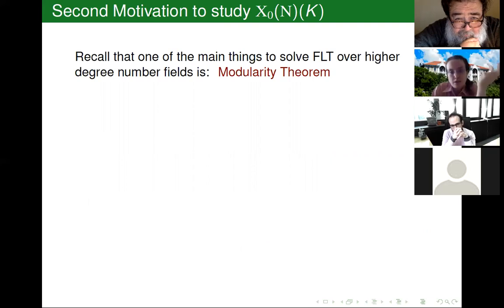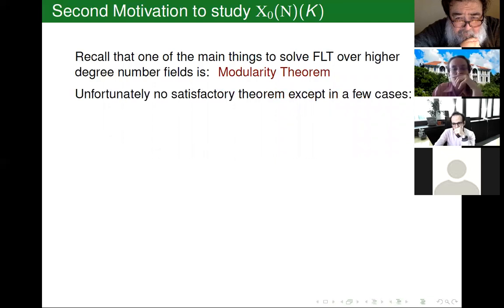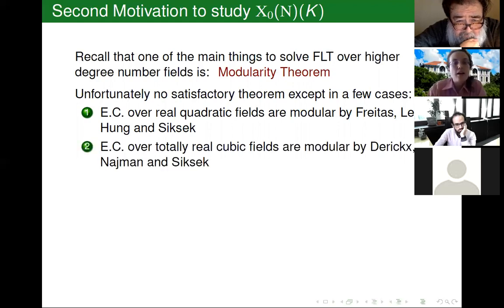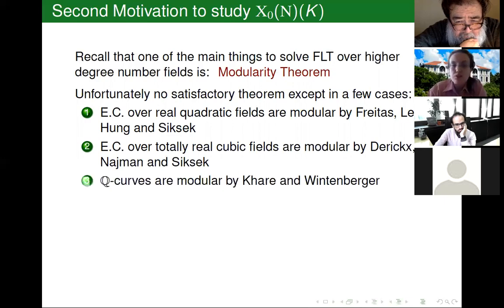Another big piece is the modularity theorem, of course. Then that's even more mysterious. We all know that we are so far away from getting modularity over arbitrary number fields. We have a few satisfactory theorems, though, in a few cases. For example, we know that elliptic curves over real quadratic fields are modular. This is a result by Freitas, Le Hung, and Siksek. We know that elliptic curves over totally real cubic fields are modular by Derickx, Najman, and Siksek. And we also know the following, that the Q-curves are modular by Ribet, Khare, and Wintenberger.